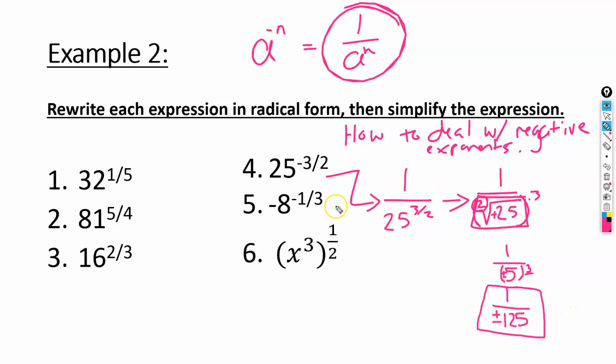So let's review the steps. Step 1, reciprocal. Step 2, rewrite the denominator in radical form instead of exponential form. Step 3, take the root. Don't forget to check your signs. Step 4, apply the power. Okay? So if we want to write those out, you can. It'd be reciprocal.